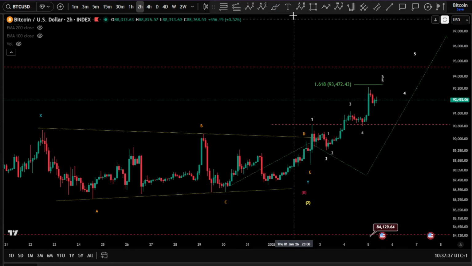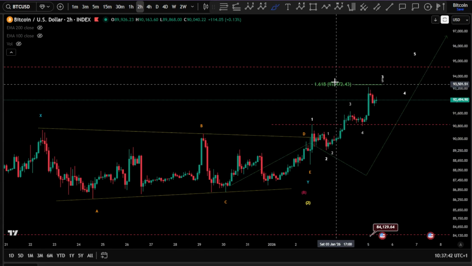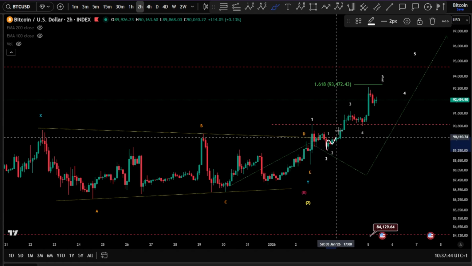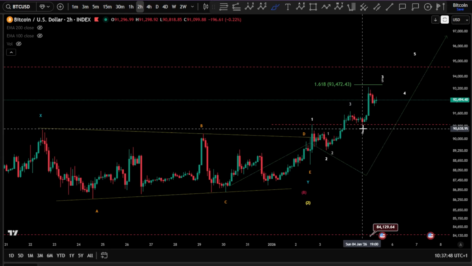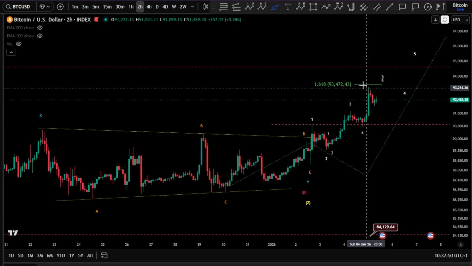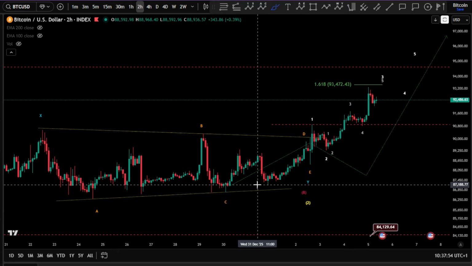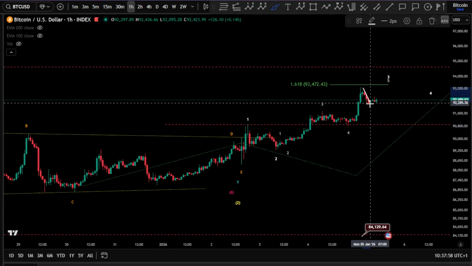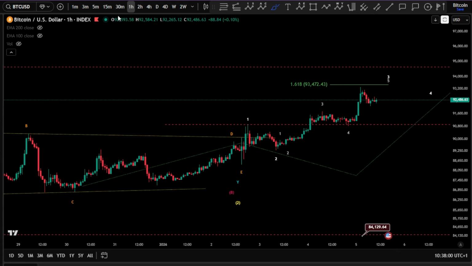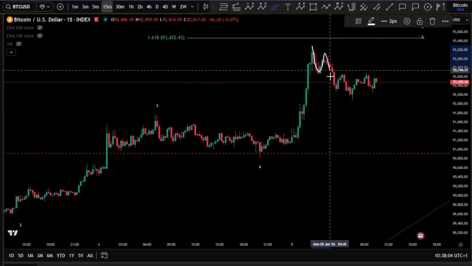Yesterday, I made an analysis again that I was looking for the 1.618 as a wave 3, as a 1, 2, 3, 4, and a 5 here. The wave 5 is not finished yet. We have a 1, 2, 3, 4, and a 5, and it still has to take in precision the 1.618, 93K 400. On the 1 hour chart, we can see that this is very corrective, and I'm still looking for higher prices. Despite that, this looks like a diagonal.